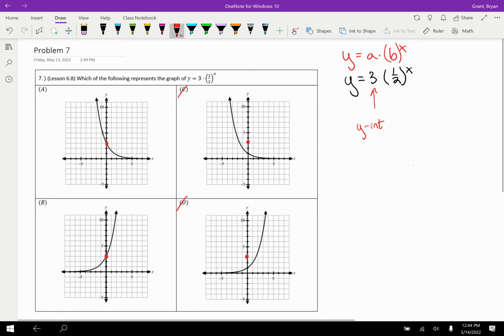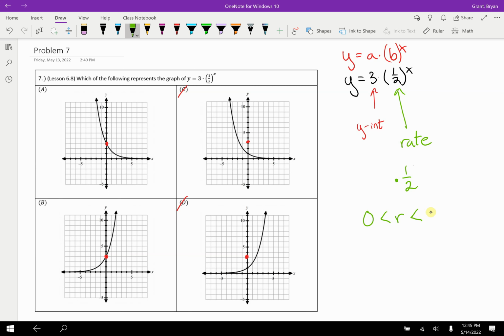The next thing we need to realize is if this equation is growth or decay, and that comes from the growth rate. So we are growing at a rate of times 1/2 every time. And what we've learned in the past is that if this rate, and I'm going to call the rate r, is between 0 and 1, then that means you're multiplying by a number like 1/2 or 0.1 or 0.9 or 2/3, that will cause your values to decay. So this is a graph that should show decay here. If r was greater than 1, like 2.5 or 3 or 10, that would show growth.